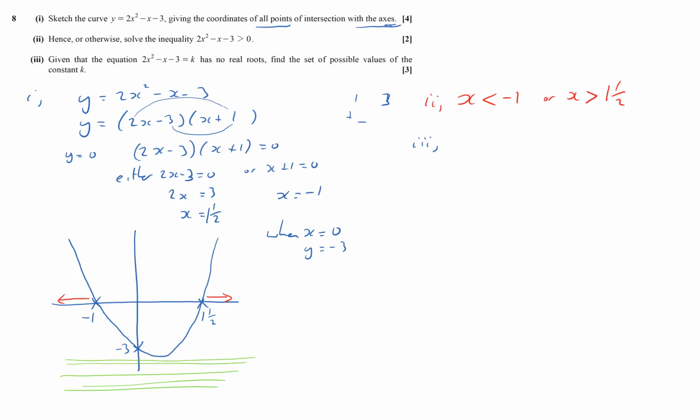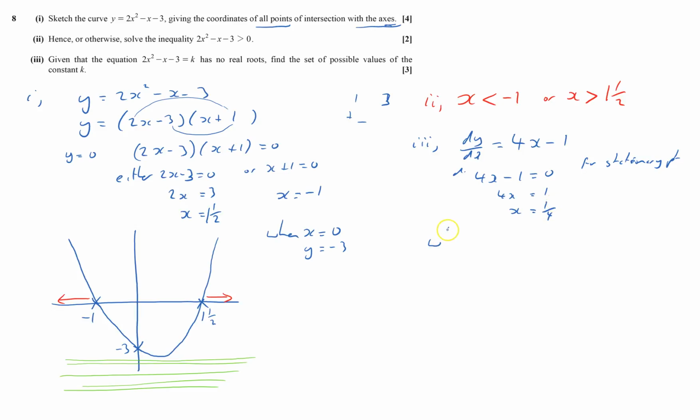So personally, what I would do is I'm going to find the stationary value. So I'm going to differentiate it. dy by dx equals 4x minus 1, and so that equals 0 for the stationary point. So 4x minus 1 equals 0, so 4x equals 1. So x equals a quarter.